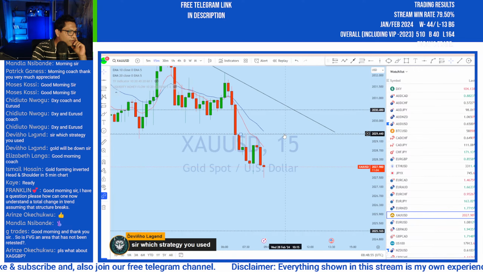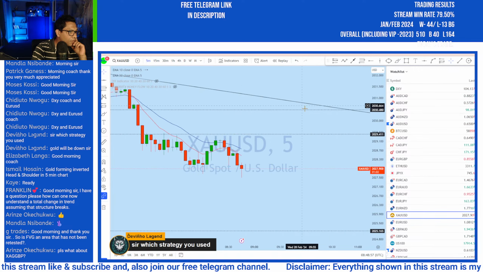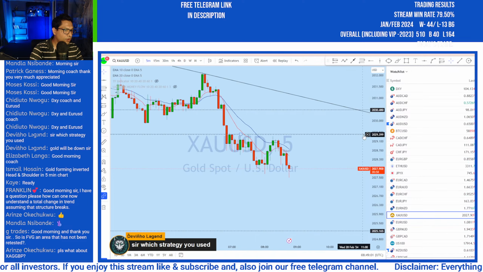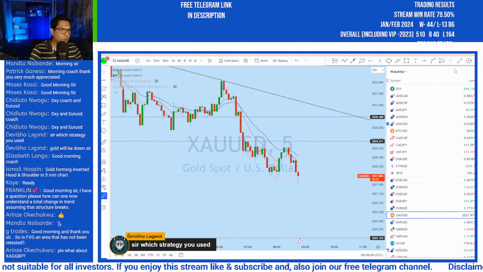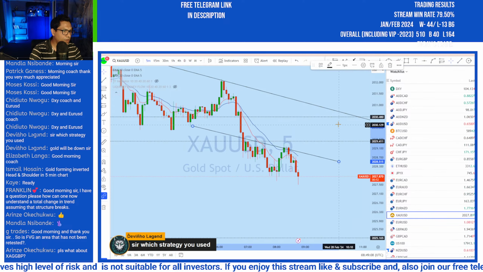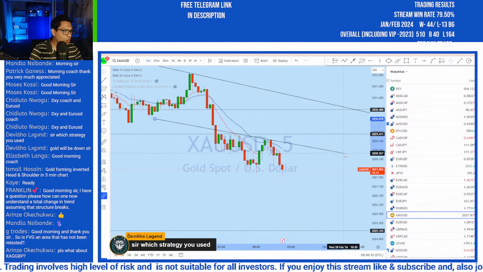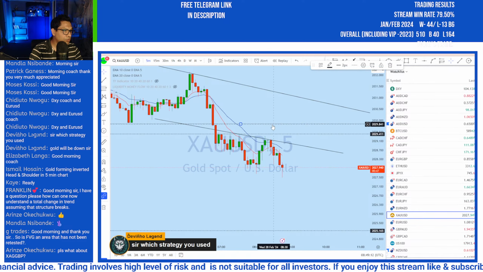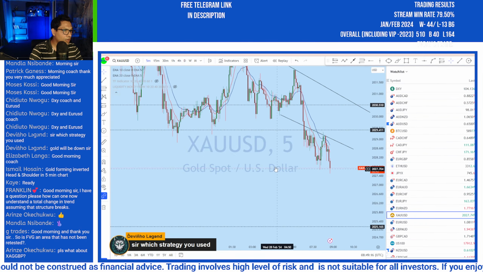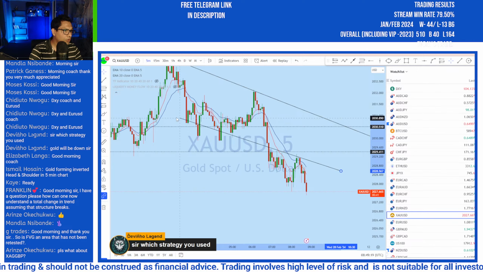So if we look at this, this is the 5 minutes on gold. Now the way you see that here, the way it has formed this structure on gold, this is a big bearish move on gold, a huge bearish move.